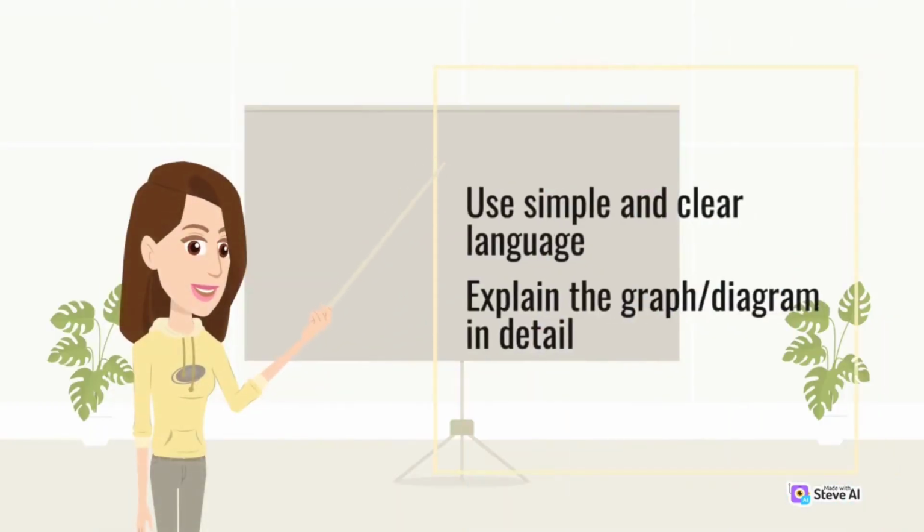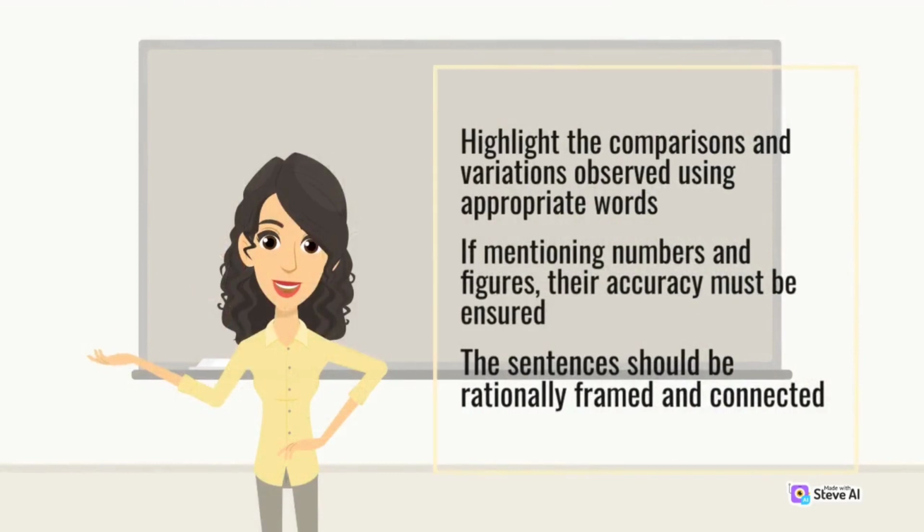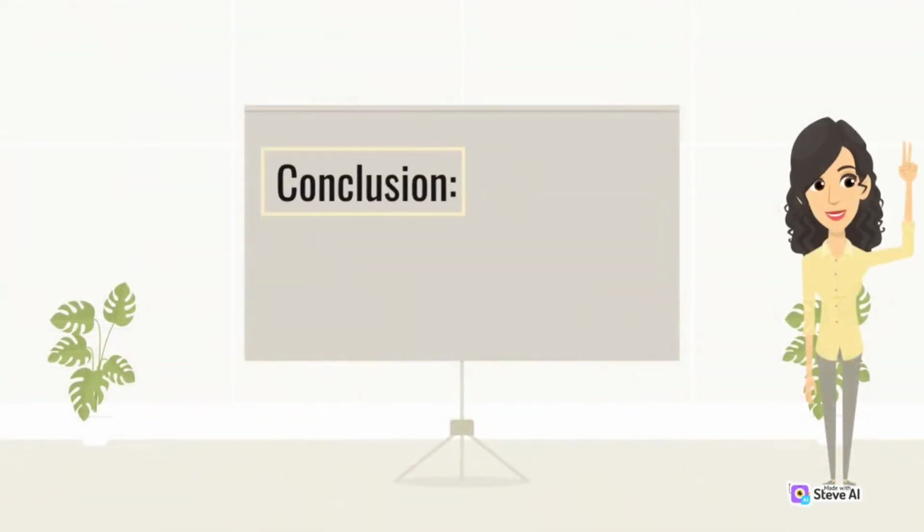Use simple and clear language. Explain the graph, diagram in detail. Highlight the comparisons and variations observed using appropriate words. If mentioning numbers and figures, their accuracy must be ensured. The sentences should be rationally framed and connected.